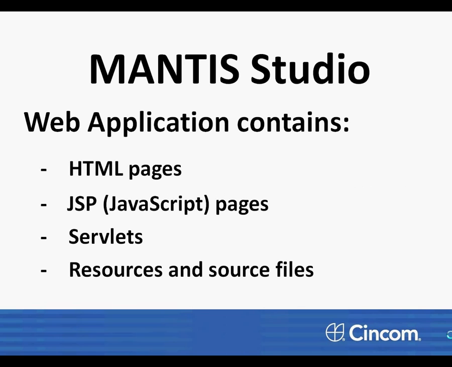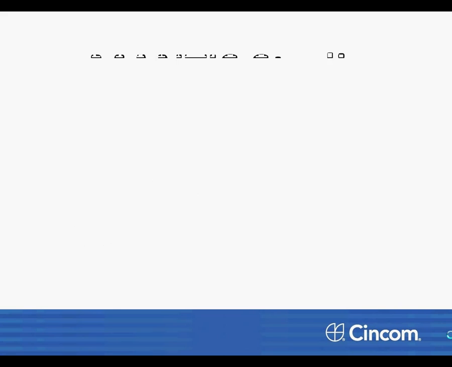First, let's get clear on some terms. A web application is a group of HTML pages, JSP or JavaScript pages, servlets, resources, and source files, which can be managed as a single unit. This single unit can be referred to as a web application repository or WAR file, and this is a packaged web application. The Eclipse web development environment provides facilities for importing and exporting WAR files.